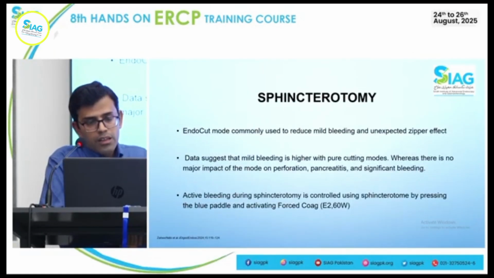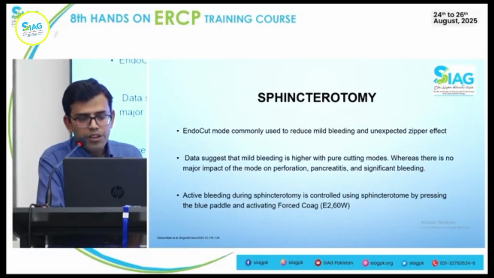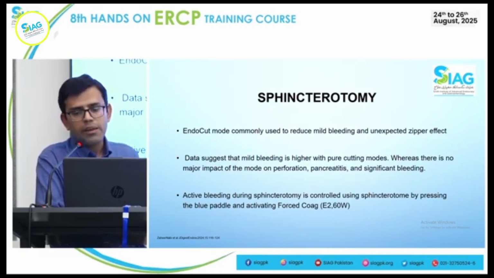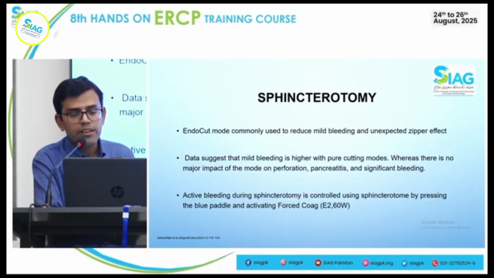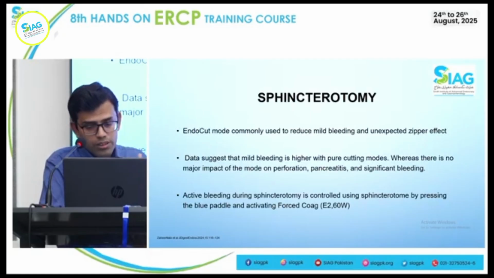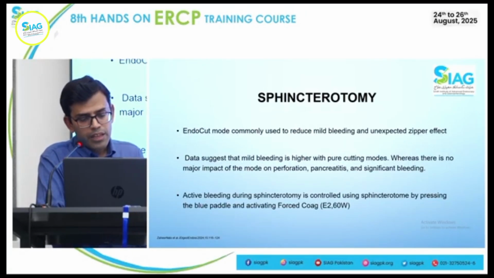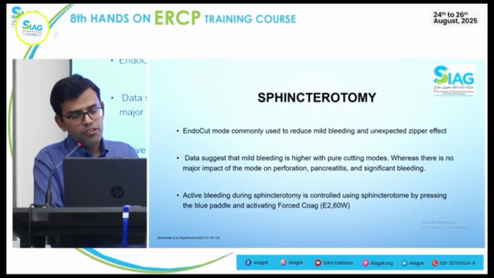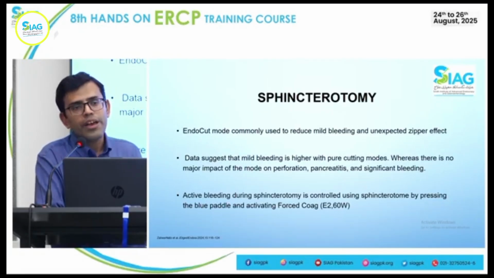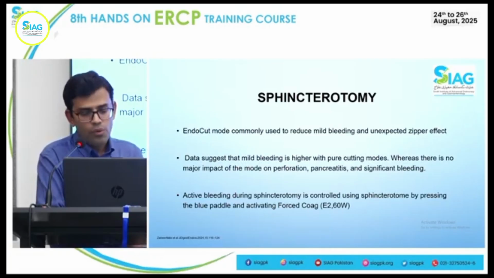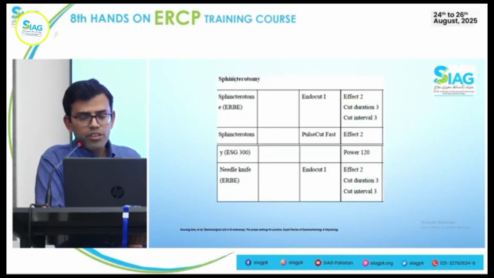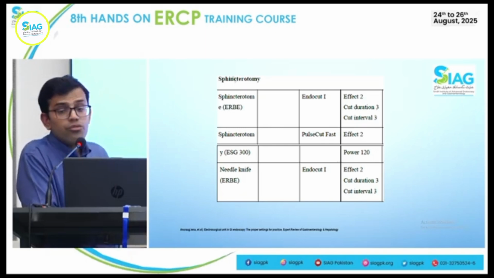An important aspect in sphincterotomy: we usually use endocut mode because it reduces mild bleeding and the unexpected zipper effect. Now, data suggests that mild bleeding is relatively higher with the pure cutting mode, but there are no major trials on perforation, pancreatitis, and significant bleeding regarding the impact. Now, if there is active bleeding, it can be controlled with activation of forced coagulation mode with an effect of 2 and power of 60. So this is just an example of the settings we can use in ERCP.